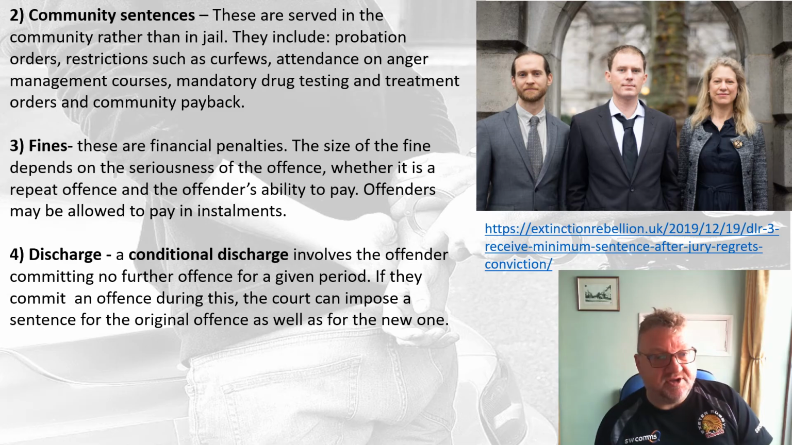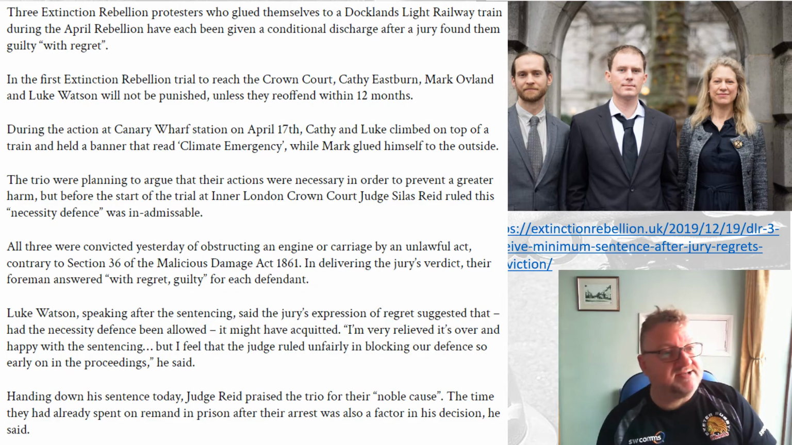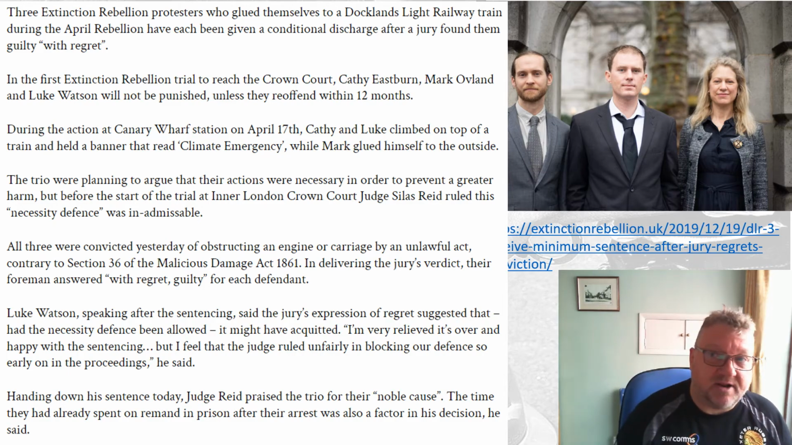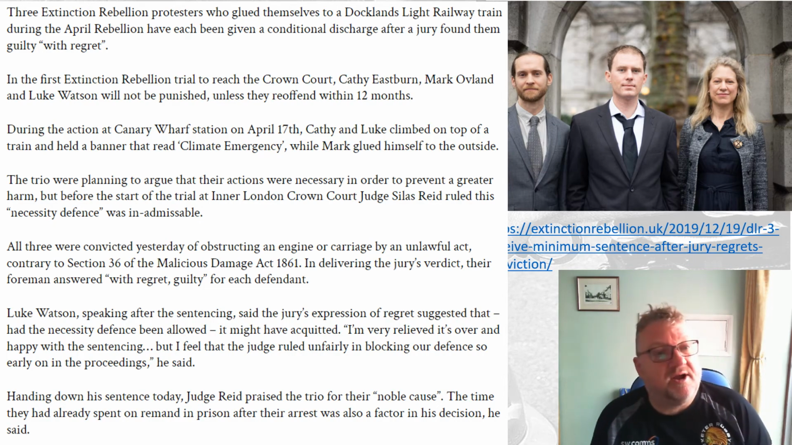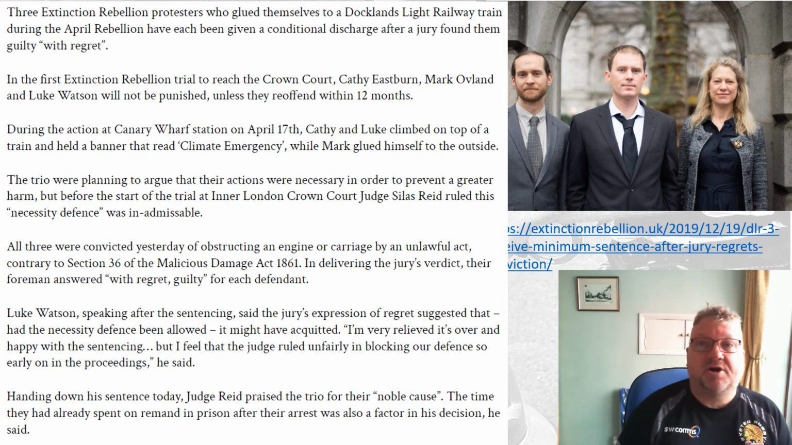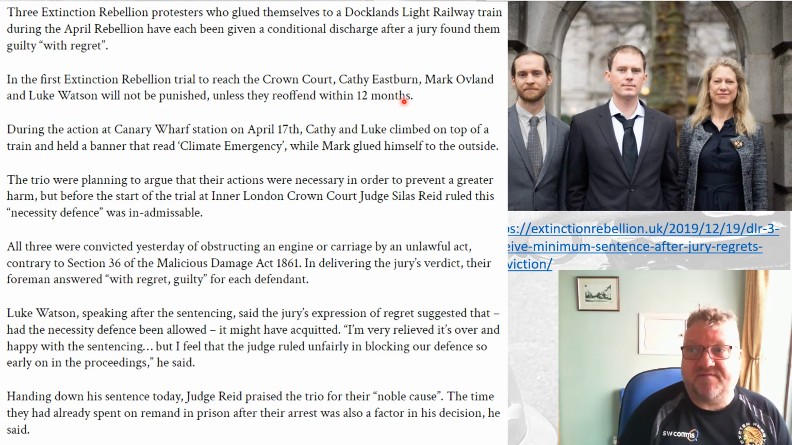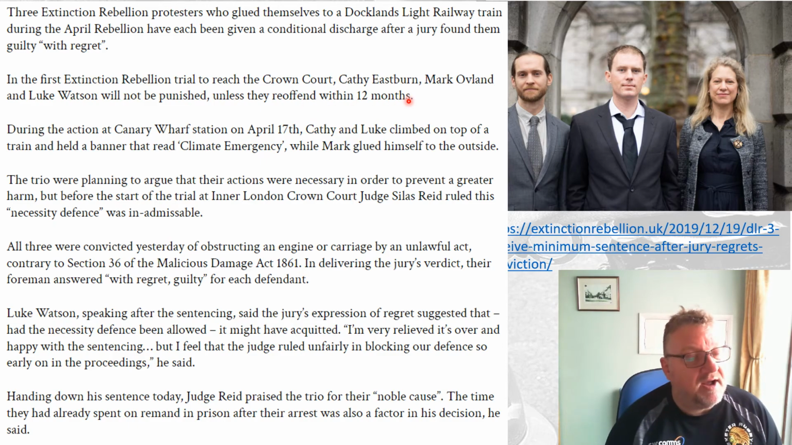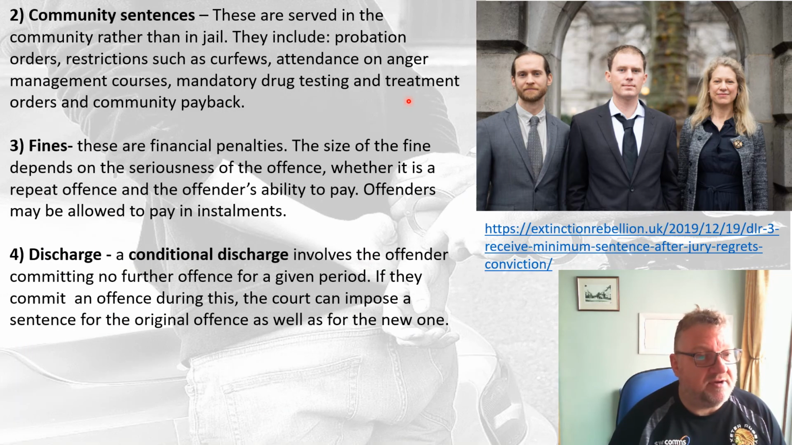So, for instance, these people here from Extinction Rebellion, this is what the link says. Three Extinction Rebellion protesters who glued themselves to a Docklands Light Railway train during the April Rebellion have been given a conditional discharge after a jury found them guilty with regret. So in the first Extinction Rebellion trial to reach the Crown Court, Cathy Eastburn, Mark Overland and Luke Watson will not be punished unless they re-offend within 12 months. You can read the rest of that at your leisure. The link's there for you. So that gives you an idea of what a conditional discharge is.